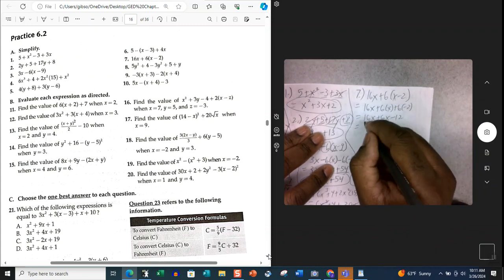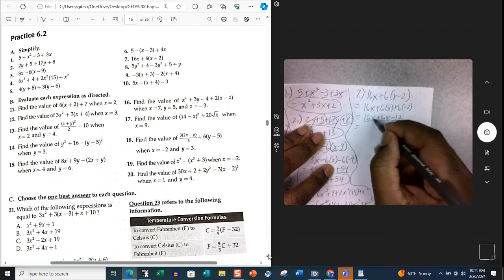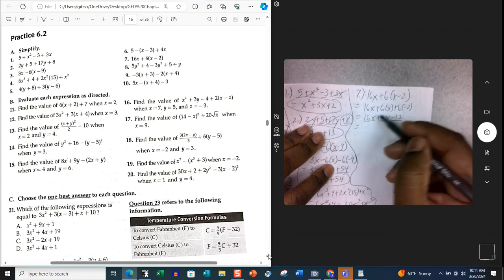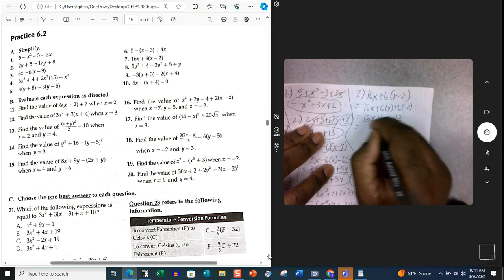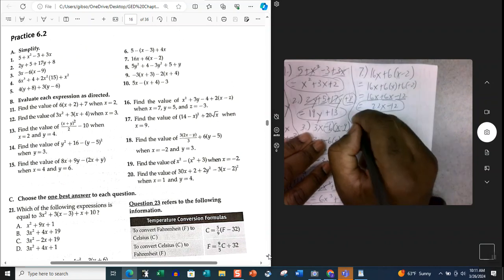So now we look at our variables. Well, first we isolate our terms. Then we look at our variables. Both have an x, and both of their x's are taken to the first power. 16x plus 6x is 22x. Then we'll bring down our minus 12. So that took care of problem number 7.